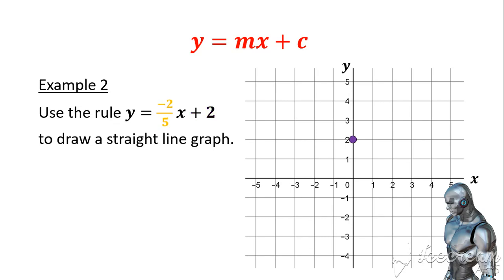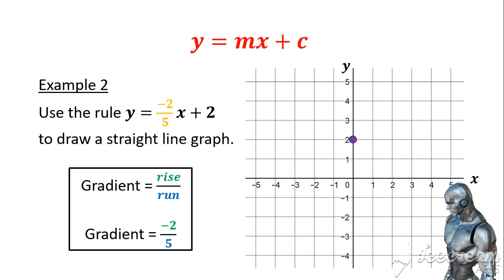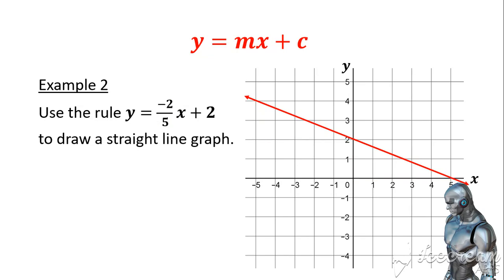Now let's turn our attention to the gradient m. It is -2 over 5. Now we know gradient is rise over run, which means it goes down 2 and across 5. So we're going to go down 2 from our y-intercept, down 2 and across 5. Now we can do it in both directions, down 2 and across 5. And we can draw in our straight line graph here. This is what the straight line graph of y equal to -2 over 5x plus 2 would look like.